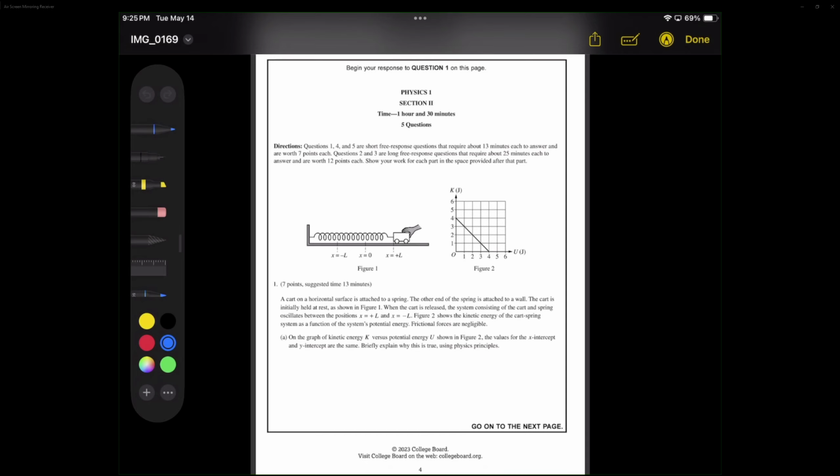Okay. So basically we have a cart attached to a little spring here, figure 1. It's oscillating like they said. And we're given a little graph here. The most important part of this question, and anything that's going to look like this, is conservation of energy, right? So the idea is kinetic energy goes up, potential energy goes down, potential energy goes up, kinetic energy goes down.